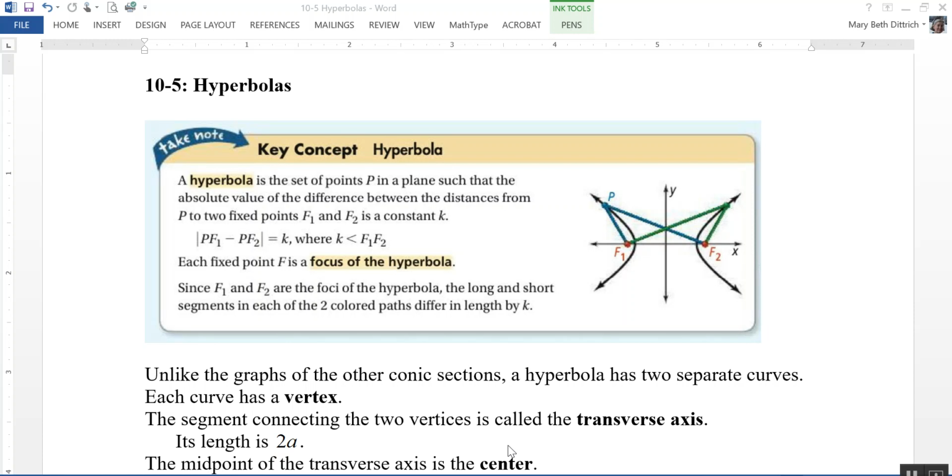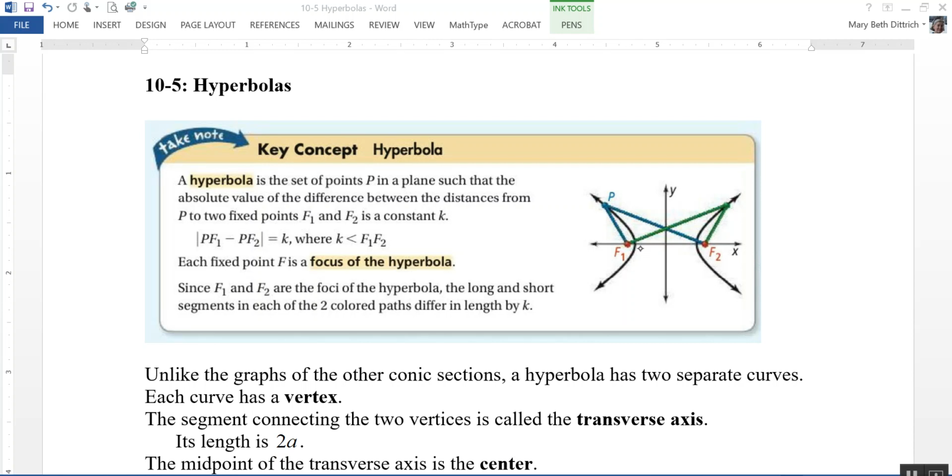Section 10.5 is on hyperbolas. A hyperbola is the set of points P in a plane such that the absolute value of the difference between the distances from P to two fixed points F1 and F2 is a constant K. So this is a little more complicated than the other conic sections we've taken a look at.